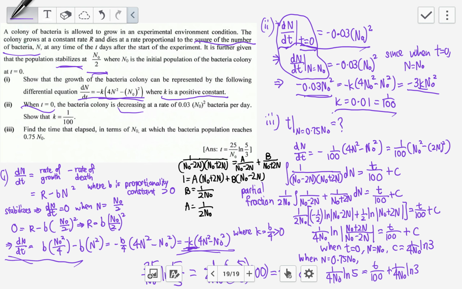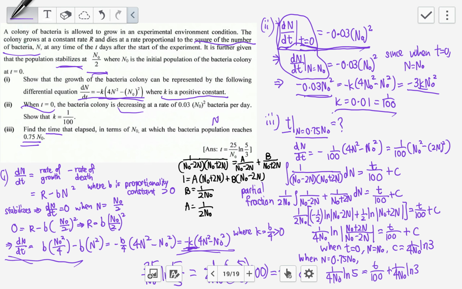Now the third part of this question is to find the time that elapsed, in terms of N0, at which the bacterial population reaches 0.75 N0 squared. In other words, they want to find the time at which the population is N. So I want to find t when N equals 0.75 N0. In order to find this, we need an equation relating N with t, and we don't have it yet. We have to solve the differential equation.